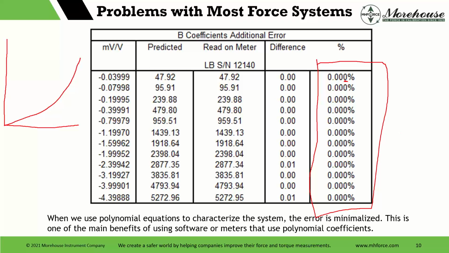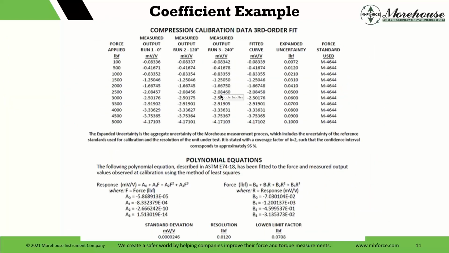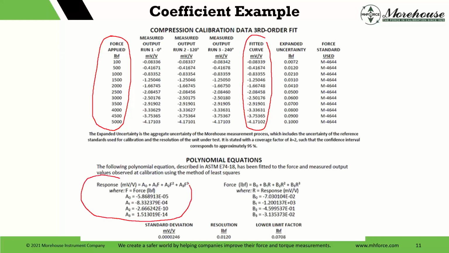Really, really low. And some may be out there saying, hey, what are coefficients? Well, here's an example. Basically, what you're doing, if it wasn't clear earlier, you take the force applied values and you plot them against these measured values to generate this curve. So I have one set that's going to be on my x-axis, another set on my y-axis, and I'm going to generate it in millivolt per volt, and I want to solve for force, I'm going to use this set of coefficients. I can plug these into this equation, and they're going to spit back my force value.